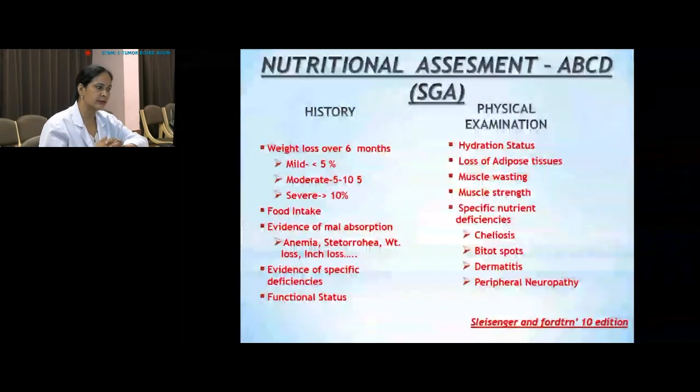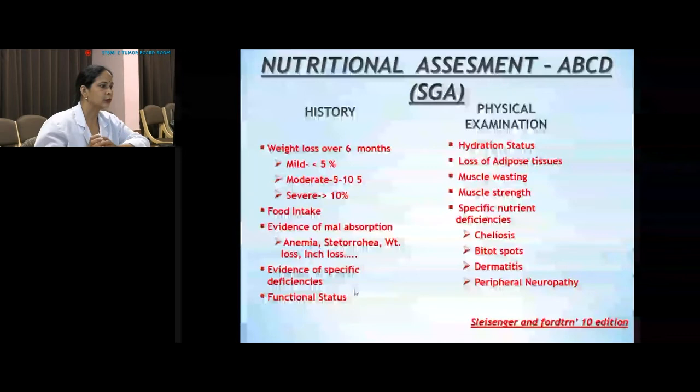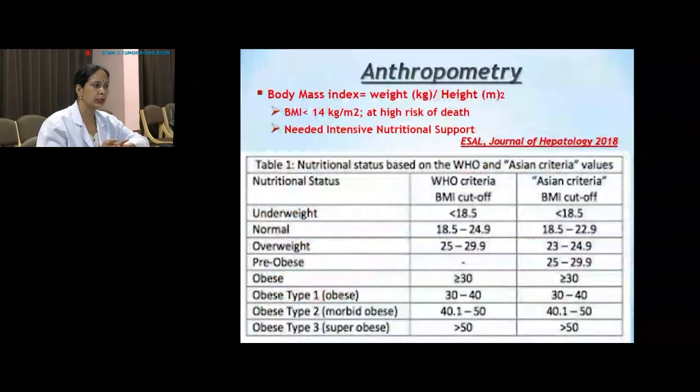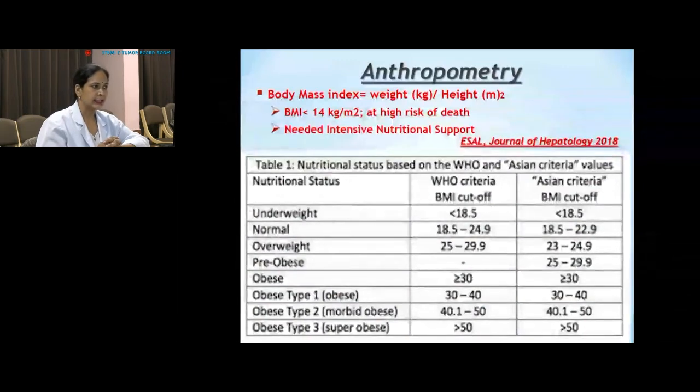Functional status can lead to the mobility or sarcopenia status, and can show the functionality of the patient. Physical examination, anthropometric measurements. Body mass and anthropometric measurement is the basic and easiest method by which body mass index needs to be assessed. Weight in kgs upon height in meters squared.